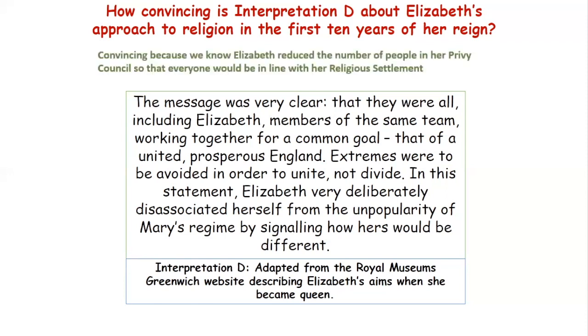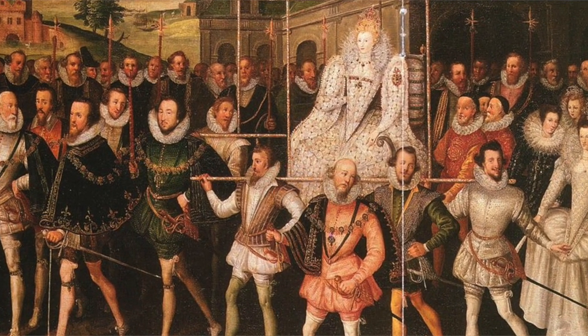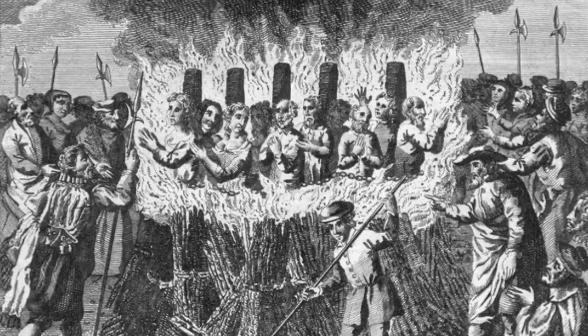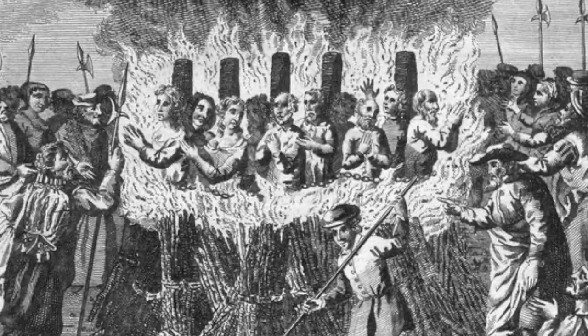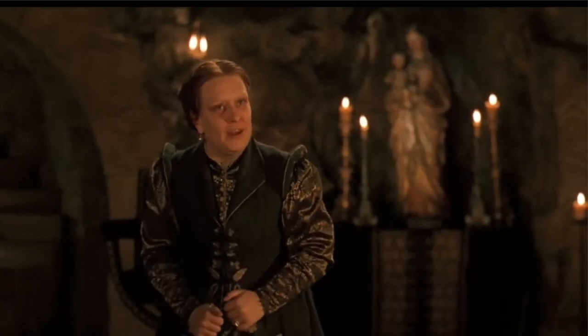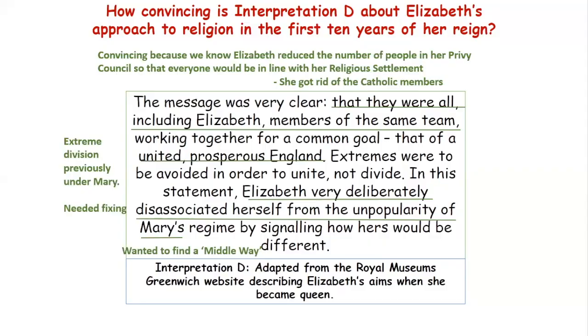Now, it's convincing because we know Elizabeth reduced the numbers of people in her Privy Council so that everyone would be in line with her religious settlement. She got rid of many Catholic members as she streamlined her Privy Council. There was extreme division previously under Mary. Now, we know that 300 Protestants were burnt at the stake as Mary launched a counter-Reformation movement. Elizabeth wanted to find a middle way. And in order to do so, we might believe that she would disassociate herself from Mary's regime.